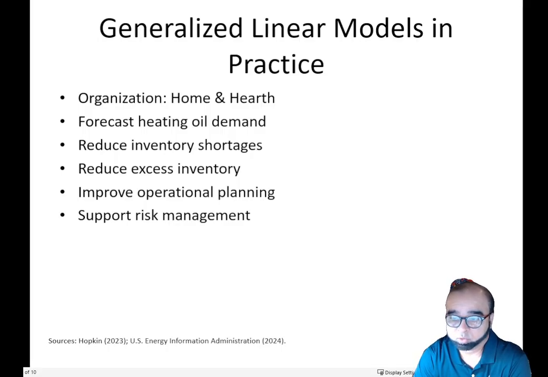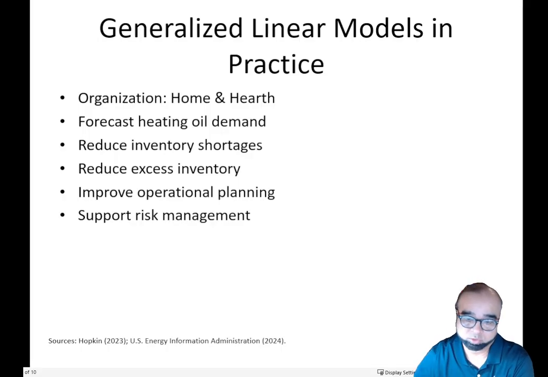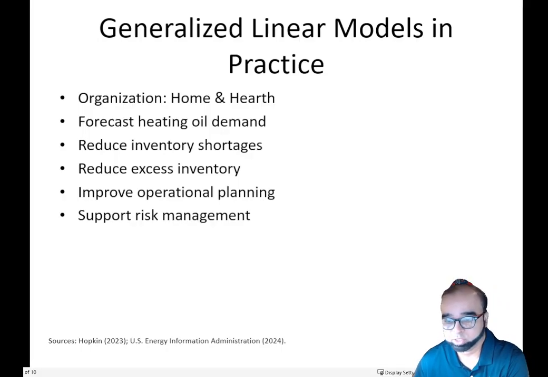Rather than relying solely on historical experience, the company used statistical modeling to better understand which factors influence heating oil consumption. By identifying relationships between customer characteristics and fuel usage, the organization was able to make more informed business decisions while reducing uncertainty and operational risk.